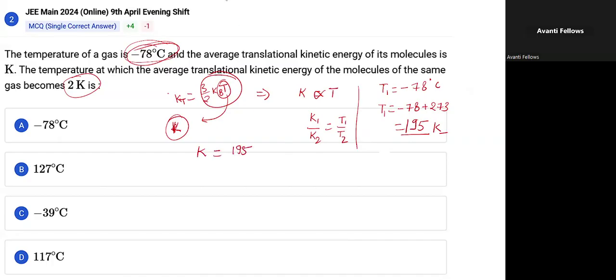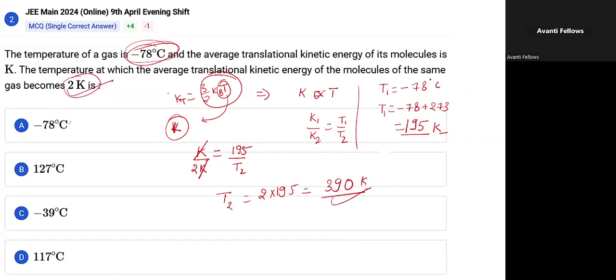Now K1 is nothing but K at 195 Kelvin, clear? Divided by T2, which we want to know, and that final kinetic energy will become 2K. This K and K will cancel out. So T2 will become 2 times 195, which is 390 Kelvin.